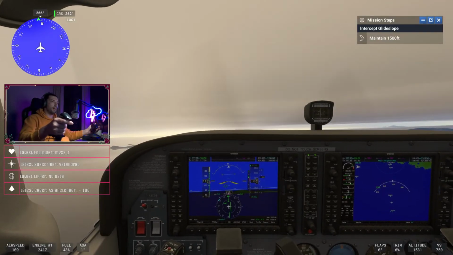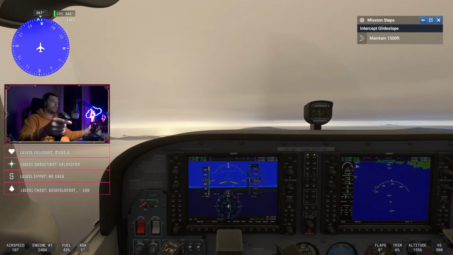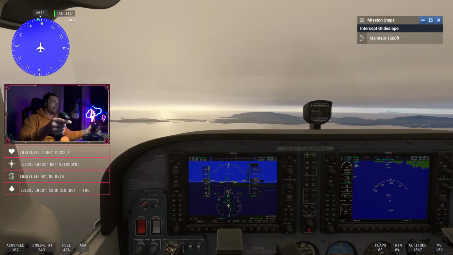That's a nice aircraft, by the way, but it's a little bit slightly.